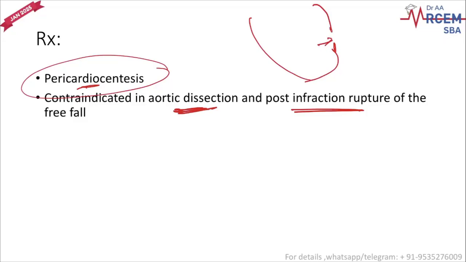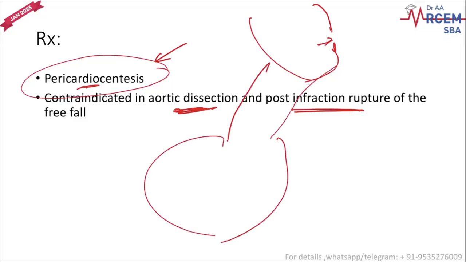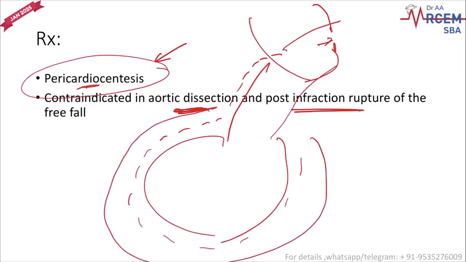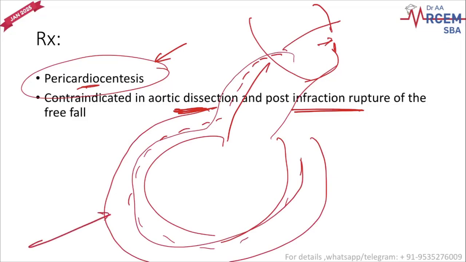Why is pericardiocentesis contraindicated in these situations? Consider this as a heart, very badly drawn. This as an aorta. There is a dissection here, so the blood is seeping in and it has accumulated around the heart in the pericardial space here. So continuously the blood is getting accumulated here. In this patient, if you keep on aspirating, the blood will keep on accumulating and eventually he will die. So there is no point in doing a pericardiocentesis in this patient.